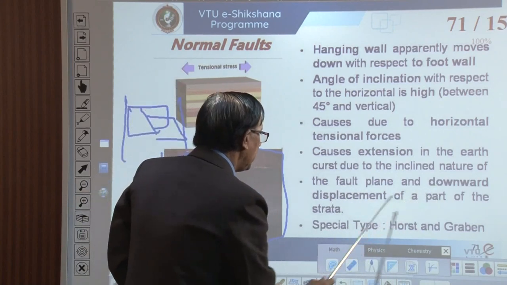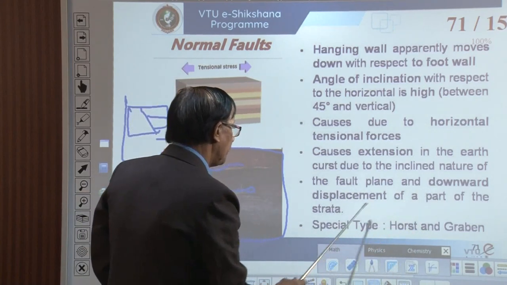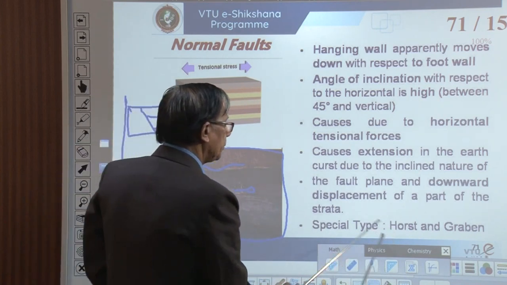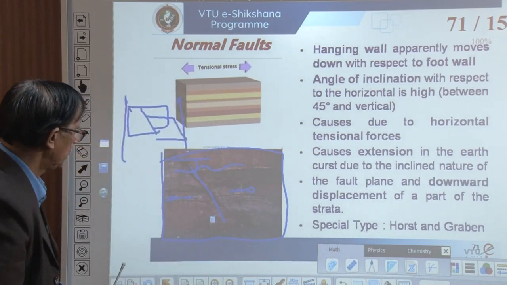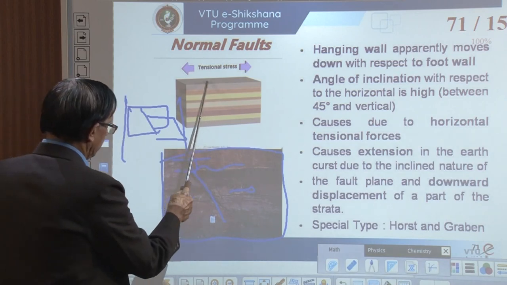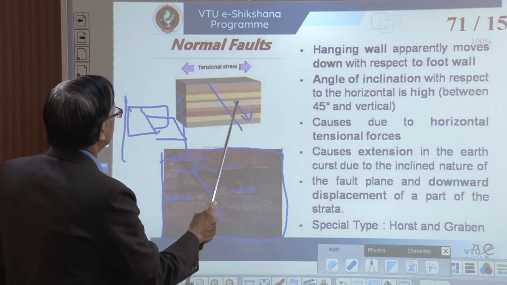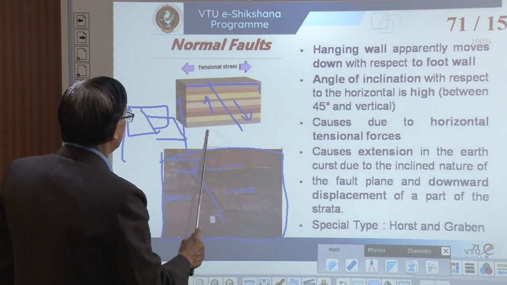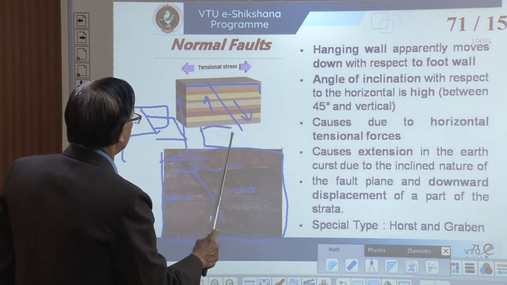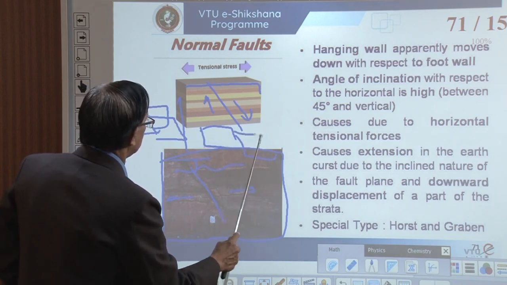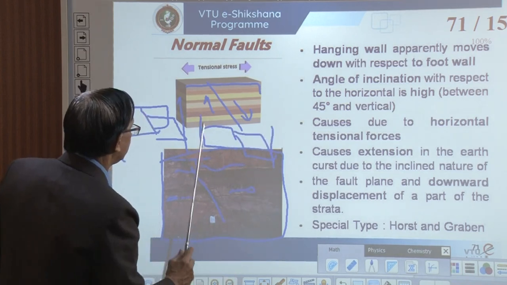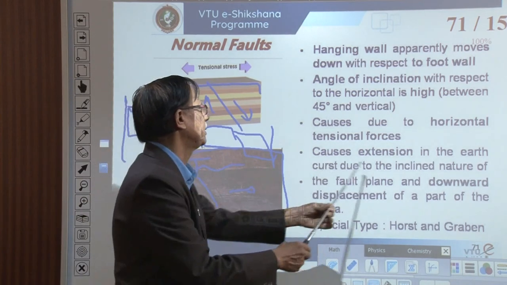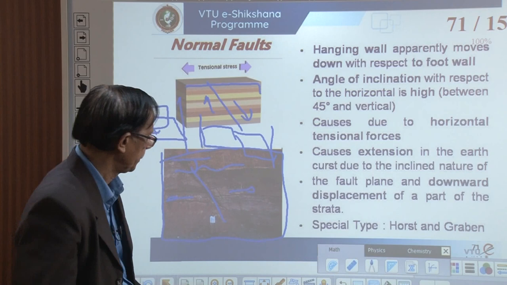The fault plane and downward displacement of a part of the cluster. There is a downward movement. Special types of this are horst and graben. I repeat, this is a block and this moves downward, this moves upward. Originally this is the size, but when they move like this, we feel as if there is an increase in the length of the rocks, or more space. So that is what we call extension of the earth crust.